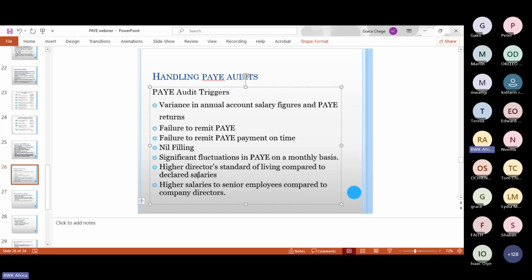When there's a higher director standard of living compared to the declared salaries, this is also a red flag to KRA. And also higher salaries to senior employees compared to company directors. We all know that a director is the most senior person in the company. So in the case where you find that a manager is earning more than the director in the payroll, then this is questionable, and KRA is likely to come after you for this.